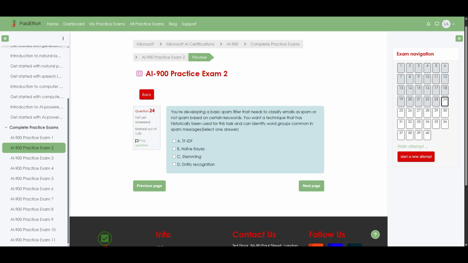You're developing a basic spam filter that needs to classify emails as spam or not spam based on certain keywords. You want a technique that has historically been used for this task and can identify word groups common in spam messages. Select one answer. A, TF-IDF. B, naive Bayes. C, stemming. D, entity recognition. Let's go through the explanation now.